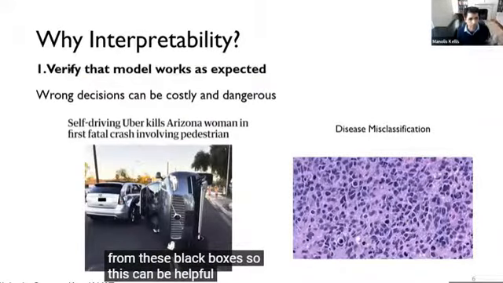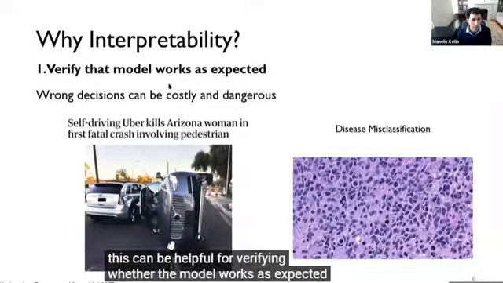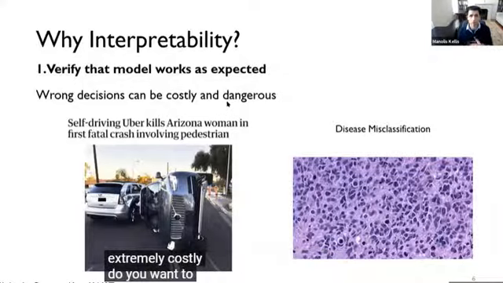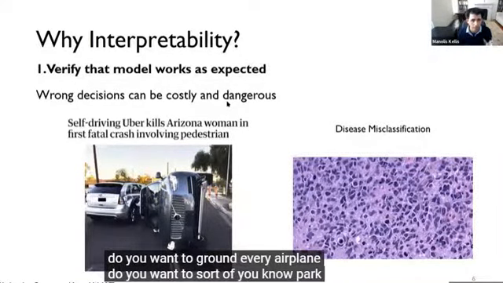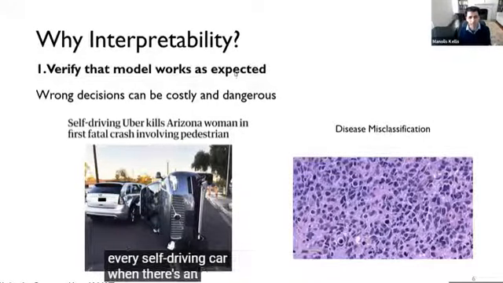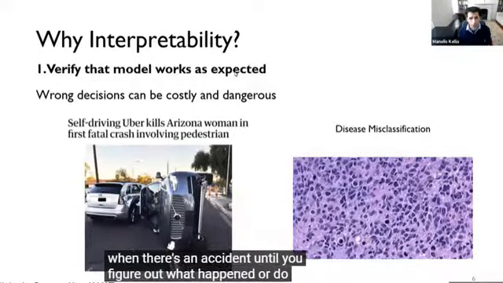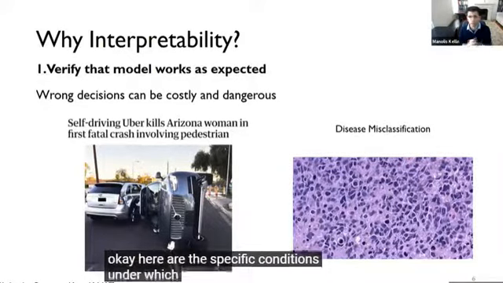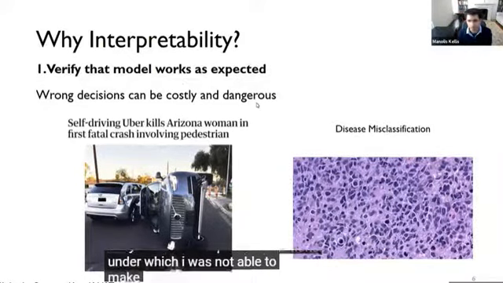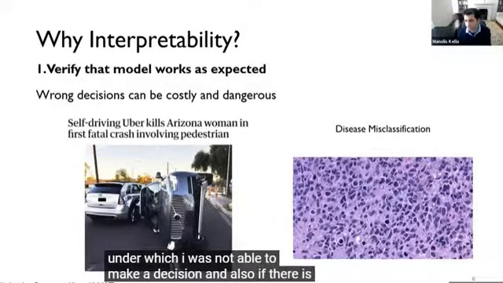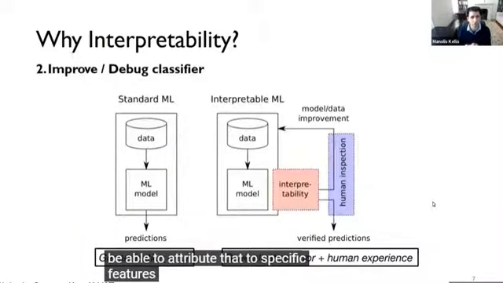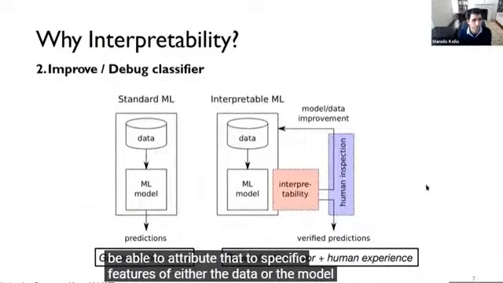So this can be helpful for verifying whether the model works as expected, because wrong decisions can actually be extremely costly. Do you want to ground every airplane? Do you want to park every self-driving car when there's an accident until you figure out what happened? Or do you want the model to say, okay, here are the specific conditions under which I was not able to make a decision? And also, if there is mixed classification, you'd like to be able to attribute that to specific features of either the data or the model.